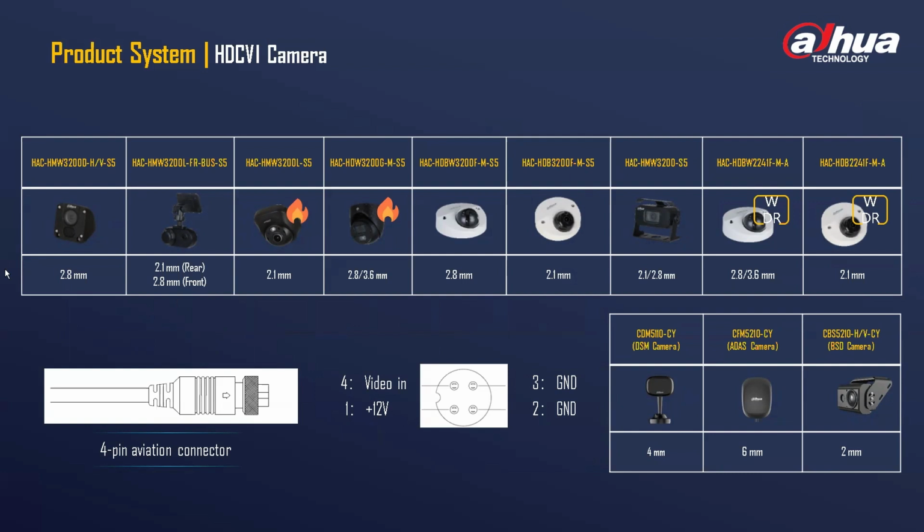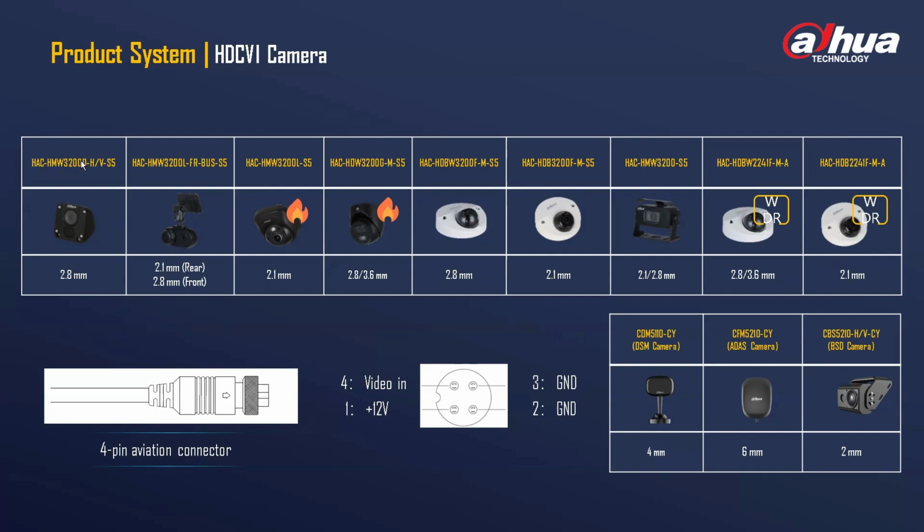Then we have HDCVI cameras. So these are different cameras. And if you look at the connector, it is a 4-pin aviation connector. So we have some samples in here, and this is how the 4-pin would look like. It also has this curve here, and the objective is so that there is no mismatch when plugging in, so that you don't plug in maybe the ground into the video and such things.